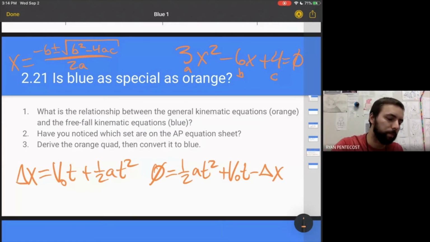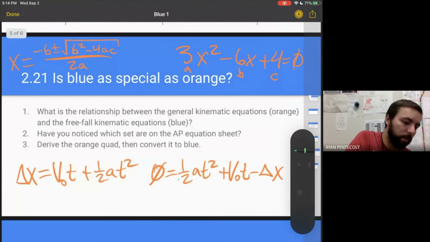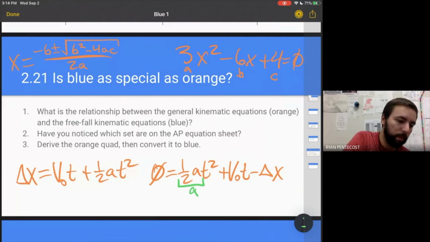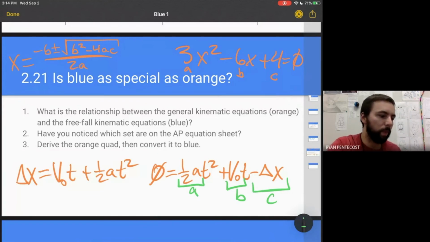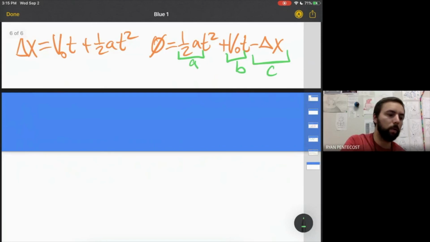But this 1/2 a is a, v naught is b, and negative delta x is c. Just like up here, 3 is a, negative 6 is b, and 4 is c. So let's scroll down and follow that pattern to make a quadratic. So we are solving for t.